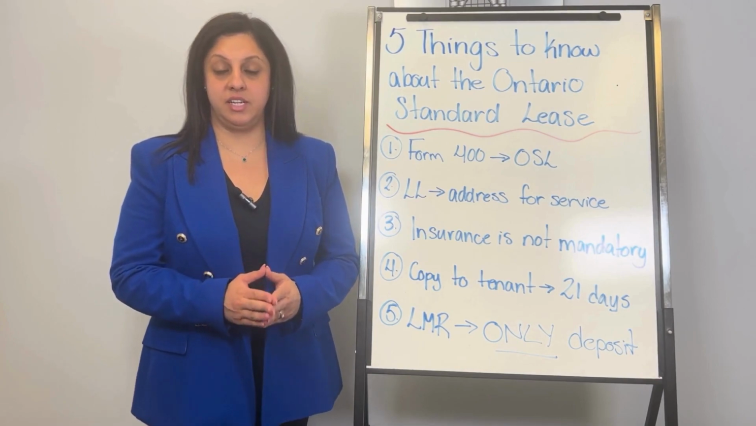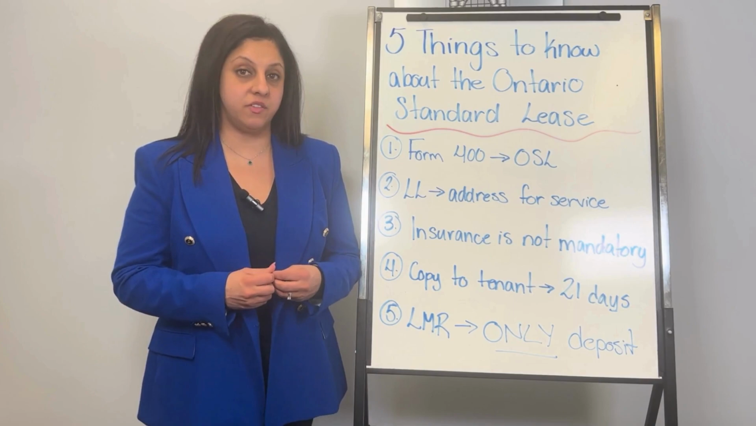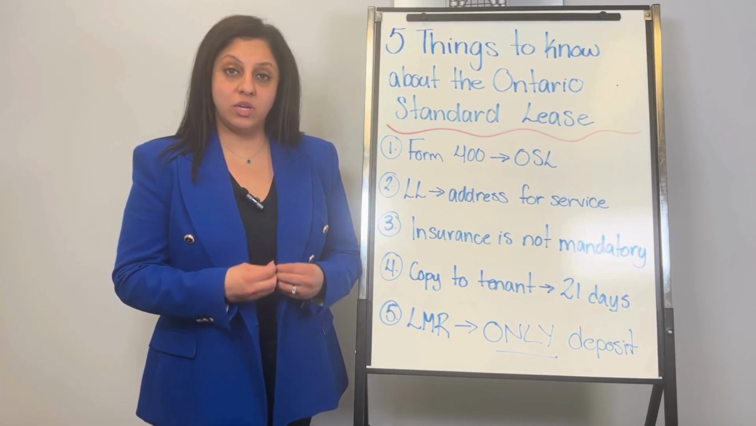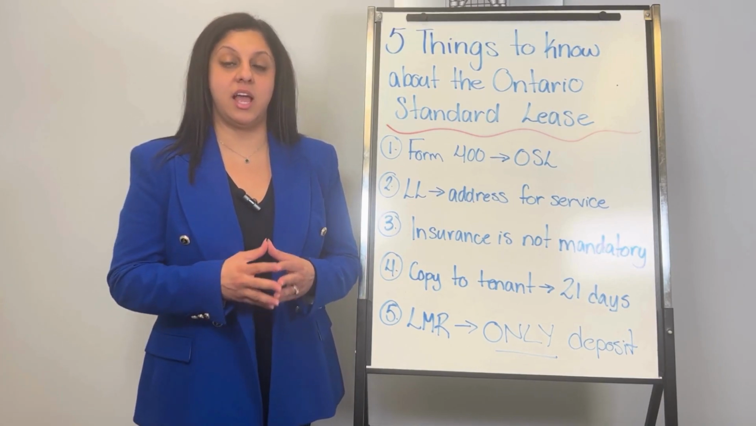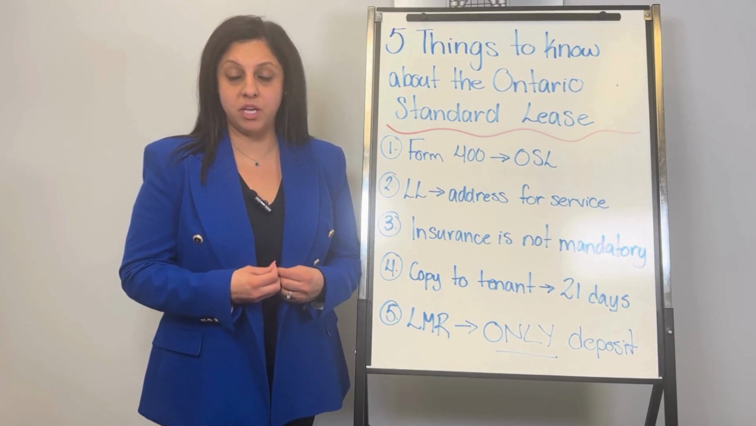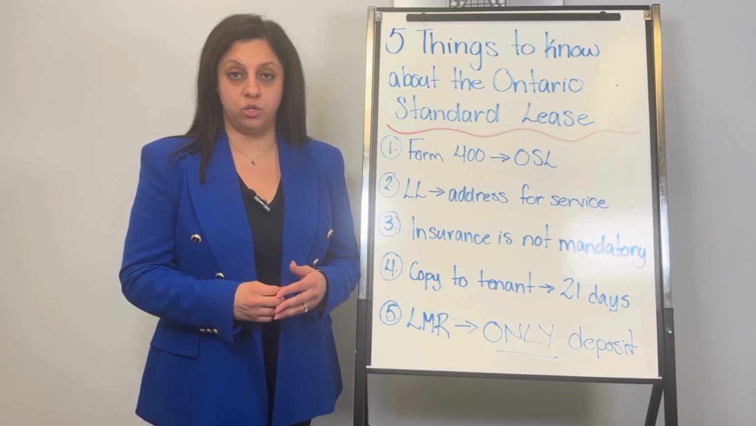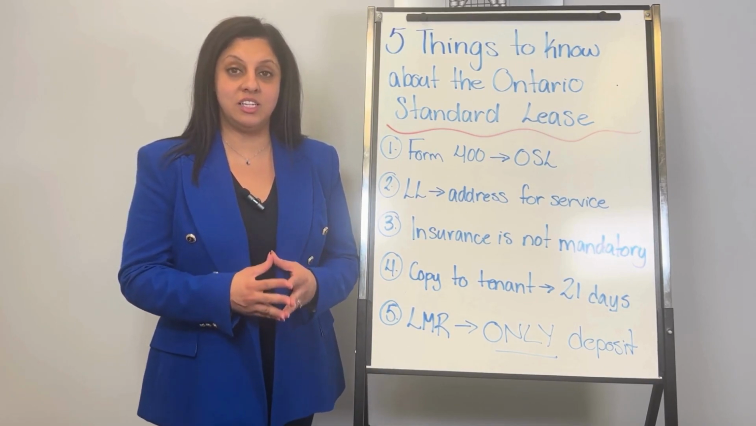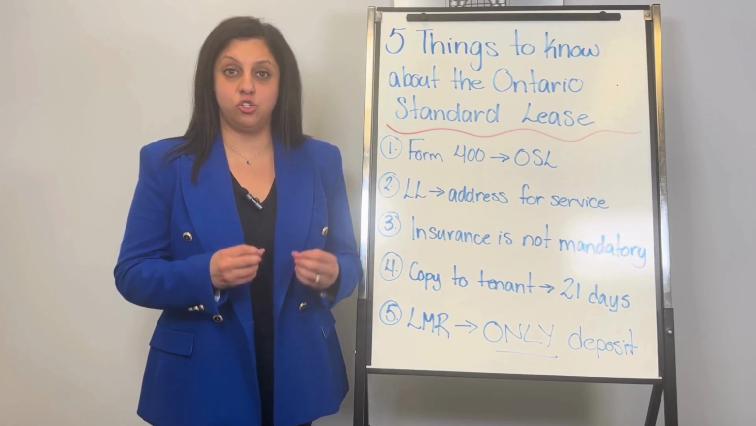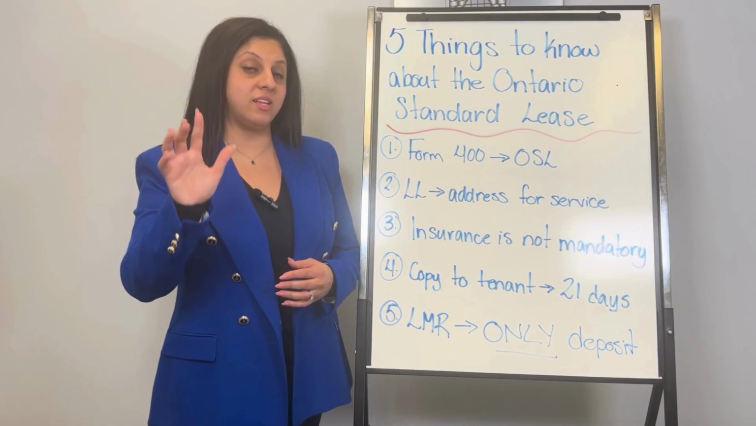The Ontario Standard Lease is the only lease that should be signed in the province of Ontario for residential tenancies. You can use other leases, however, the Ontario Standard Lease has all of the legitimate and legal clauses that are required to be included in a residential lease agreement. So any residential tenancy should be included on the Ontario Standard Lease. Here are 5 things that you need to know.